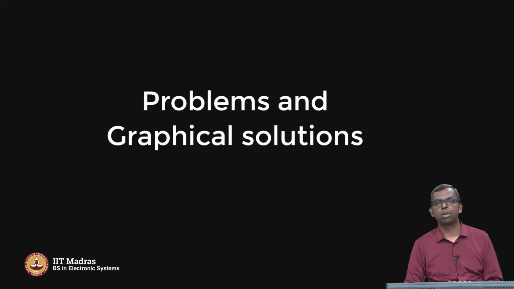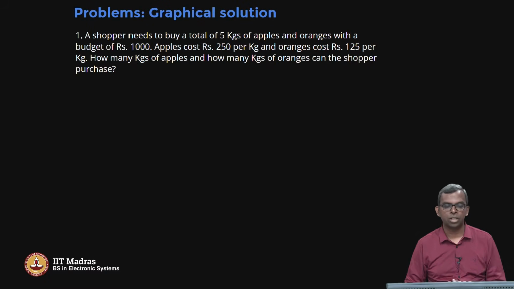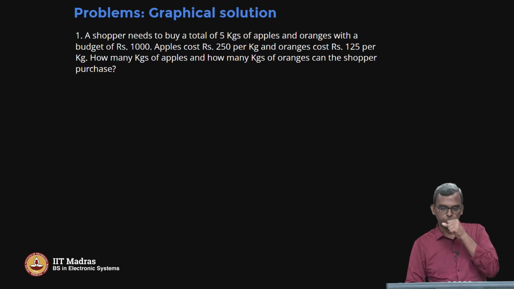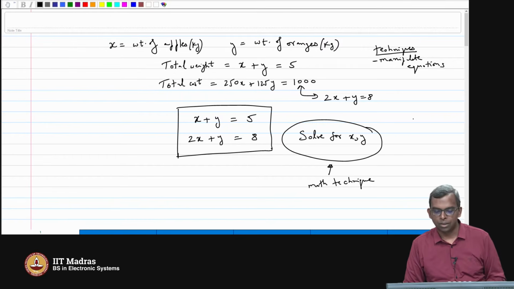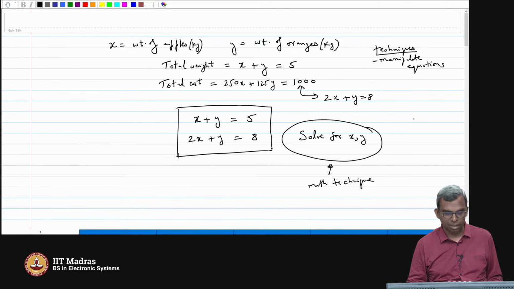Let's revisit these problems one by one and see if there is a graphical method to attacking them. So you remember the first question: a shopper is going to buy apples and oranges. The total weight that he wants to buy is 5 kg, and the total cost is 100, and there is a cost per kg, and we wrote this equation. Here is the solution that we wrote down. It was quite simple. We denoted weight of apples by x, weight of oranges by y. We got these two equations: x plus y is 5 and 2x plus y is 8. How would you graphically solve this?